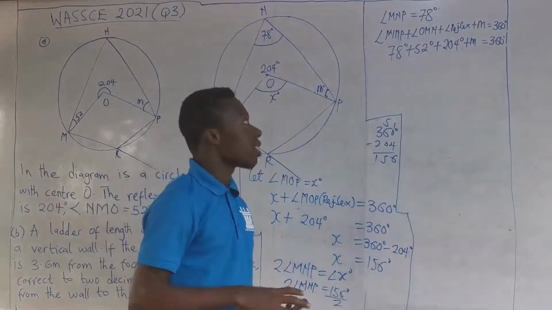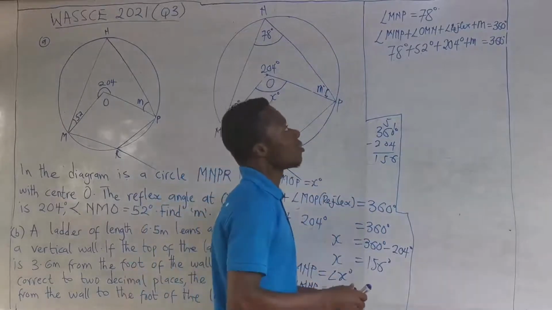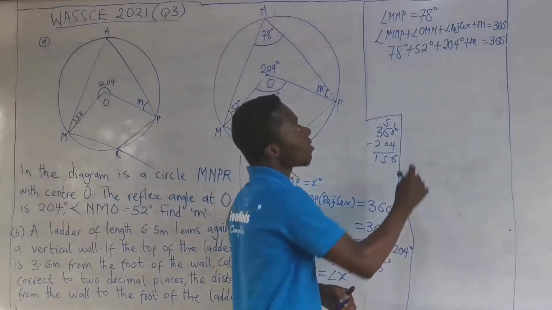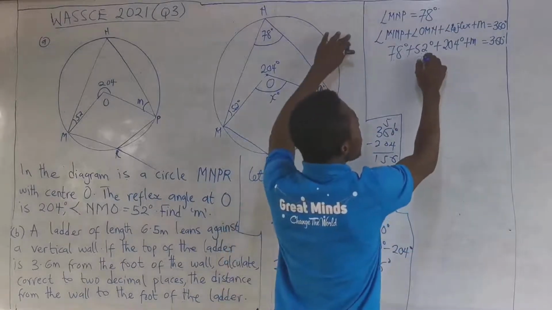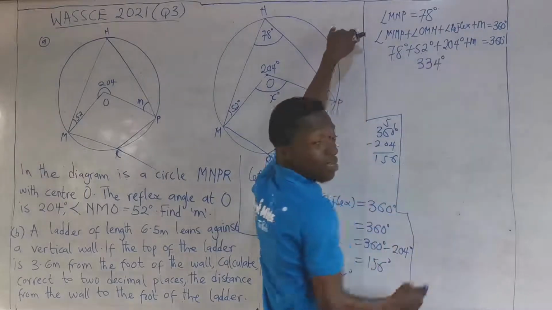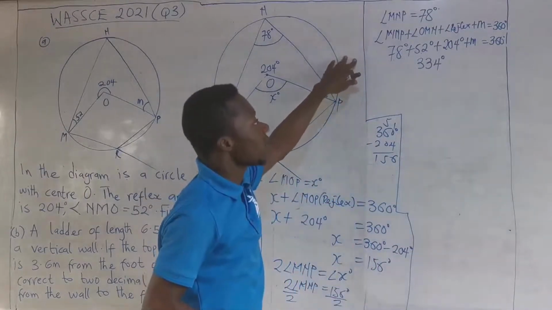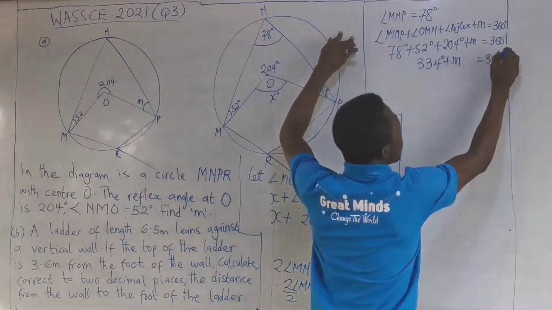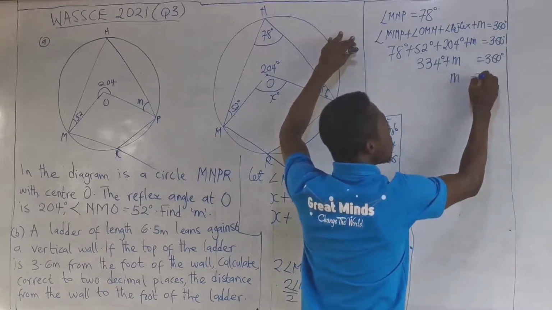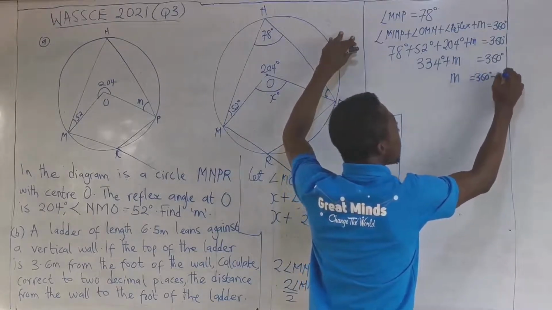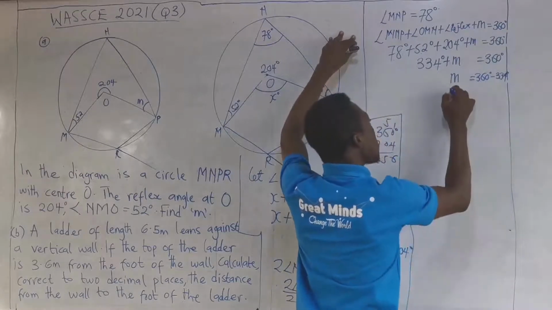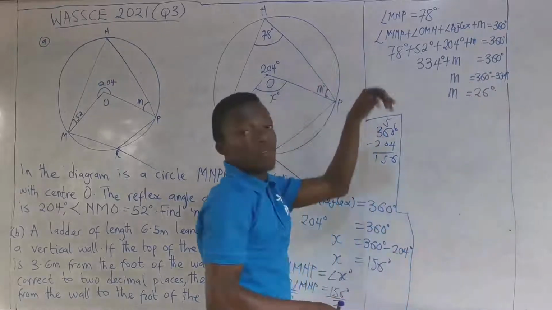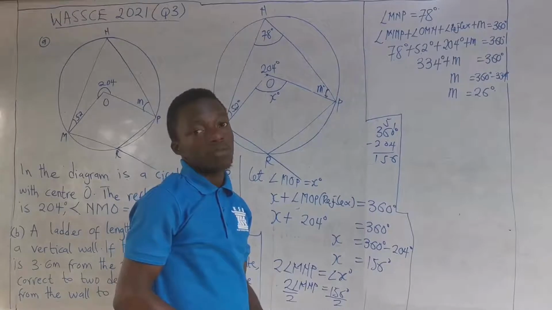So comment your answer in the comment section. Let's see. So 78, 52 plus 204. In my case, when I added, I had 334. Let's see if you got the same thing. Plus M is equal to 360 degrees. So therefore, you can say that M is equal to 360 degrees minus 334 degrees. So M is equal to 26 degrees. That is the value of M.